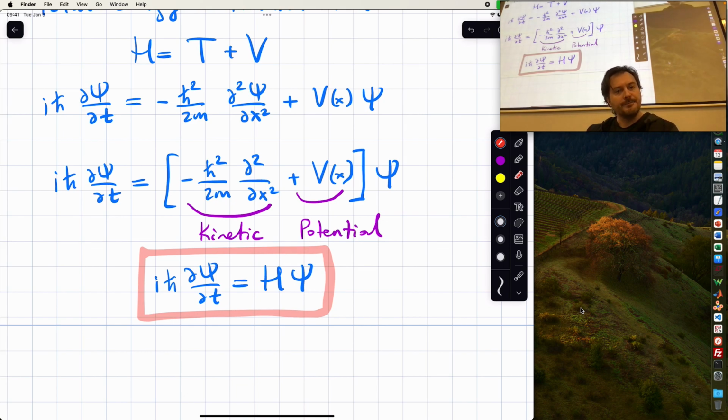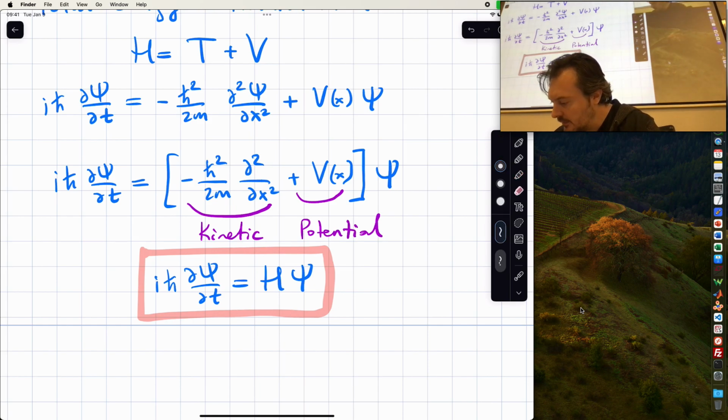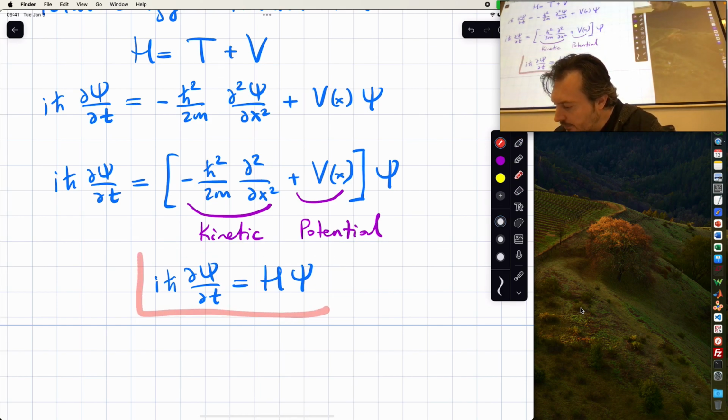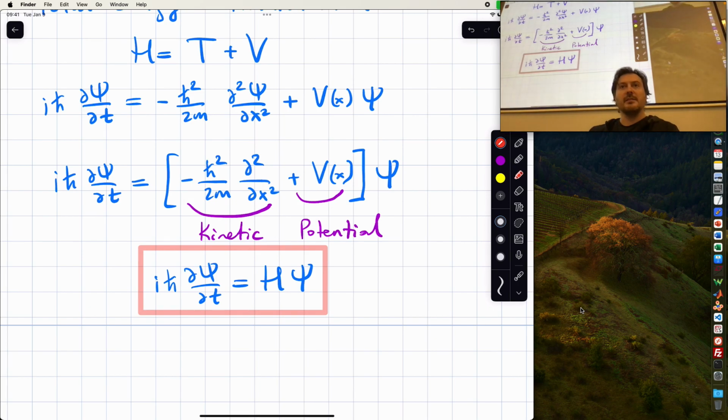What do you call that operator? Time evolution operator? No, that's something different. But you see, in case you forget how to write Schrödinger's equation, you now know that it's i h bar del over del t on the left side, and on the right side it's just the Hamiltonian times psi. So it's just saying that kinetic energy plus potential is equal to total energy.